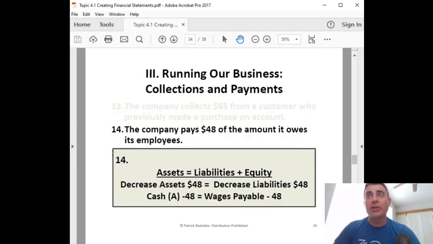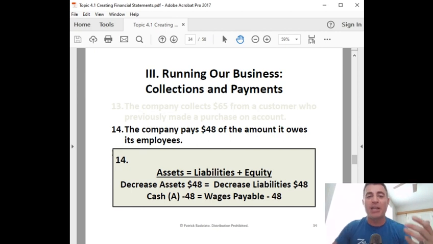All right. Transaction 14, what do I have here? We pay $48 of the amount we owe to our employees. This goes with the other transaction that I just saw, transaction 12. So we're going to decrease assets. That's going to be cash when I actually pay my employees. And I'm going to decrease my liability. How do we decrease our liabilities? Well, we settle them. But how do we settle them? We settle them by making good on them, right? We're giving the cash to our employees.